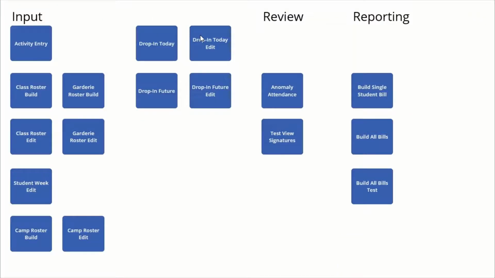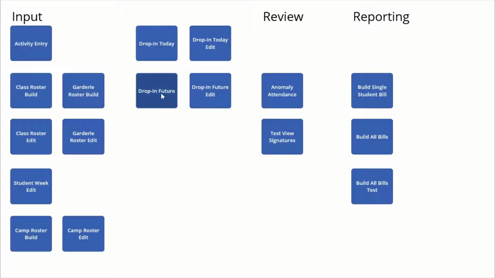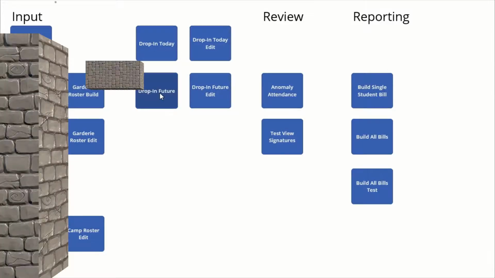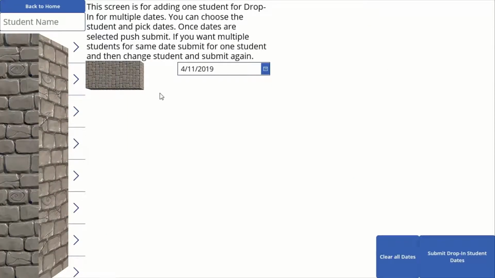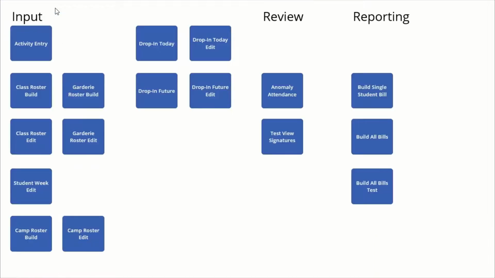And along those lines, you have to be able to edit that. So we can go in and edit who's on the list for today's drop-in, and then also the drop-in future. Sometimes parents tell us, oh, next week on Tuesday, somebody's going to be in gardery drop-in, and so we allow that functionality to put them in the future. Again, these screens could probably be refined and merged together, but the way I built it was, as we figured out the functionality, I built a screen to allow for that functionality.